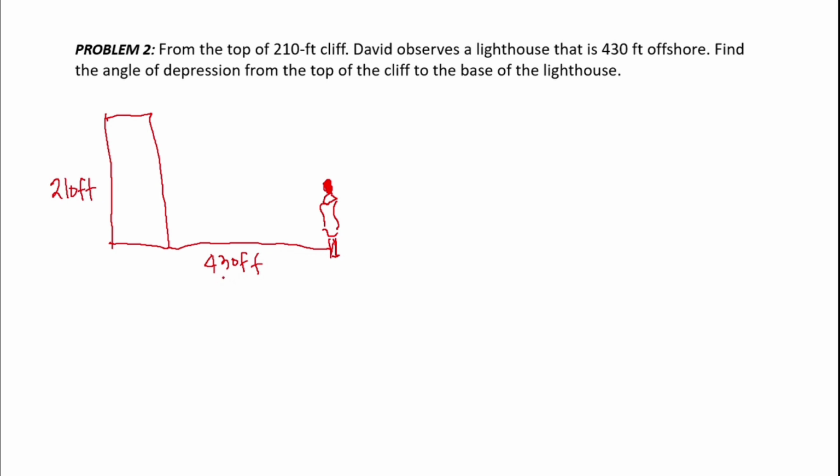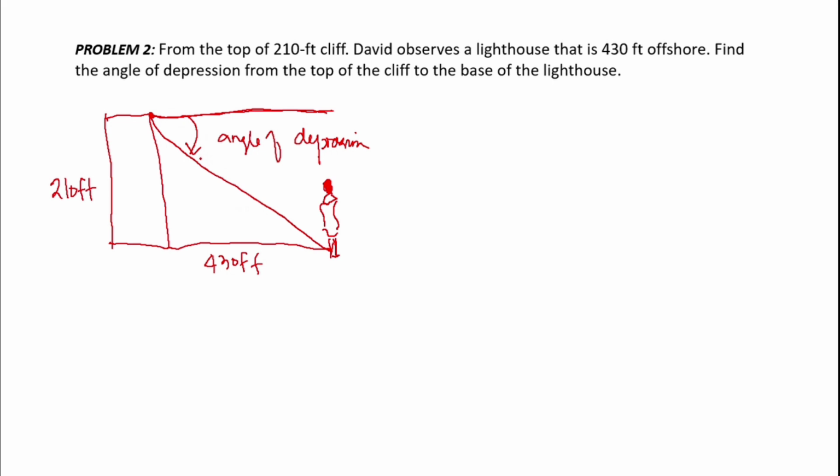Find the angle of depression from the top. So this is the line of sight, starting from the top of the cliff to the base of the lighthouse. The angle from the horizontal is the angle of depression that we are looking into.